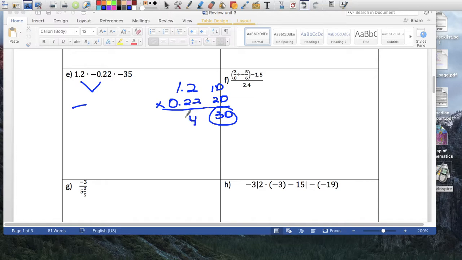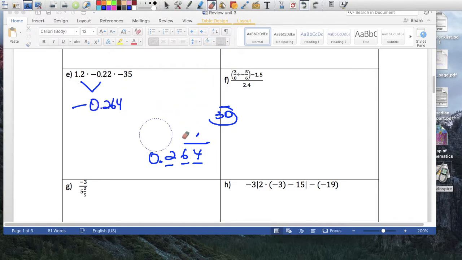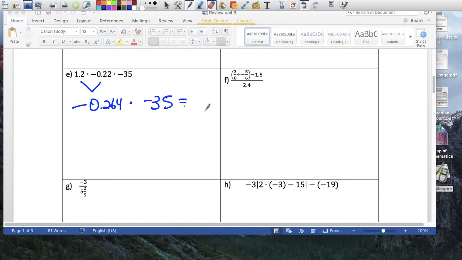2 times 2 is 4, 2, push 1 over, 2 times 2 again is 4, 2, I can stop, I don't have to do the zeros. I get 4, 6, 2, three decimal places would be 1, 2, 3, I put a decimal, and I'm going to add a 0. So that's going to give me negative 0.264. Which I now have to multiply by negative 35. So negative times a negative is a positive, so I know my answer is going to be positive, so I just got to multiply this times 35.